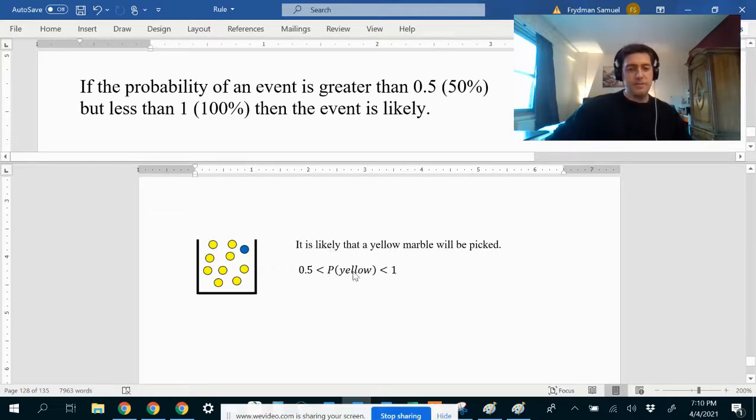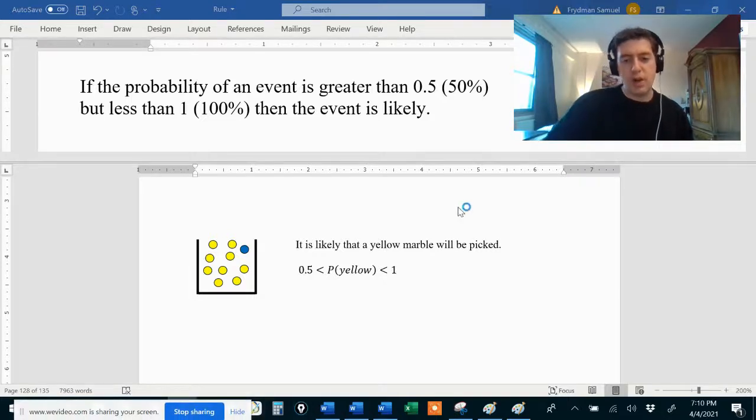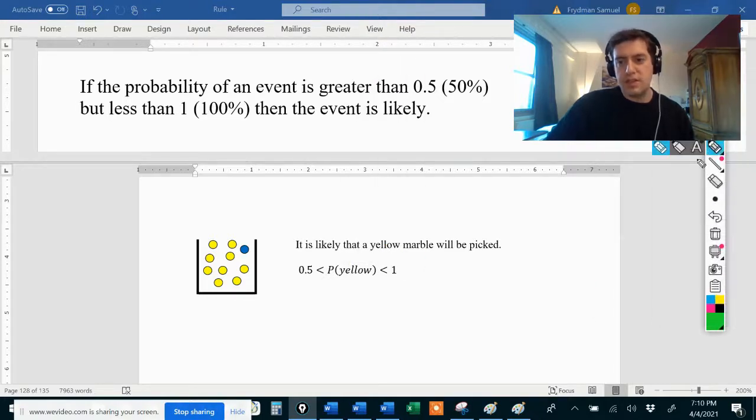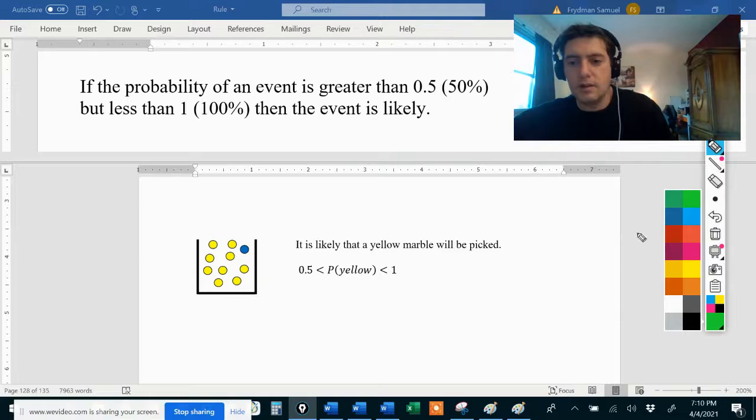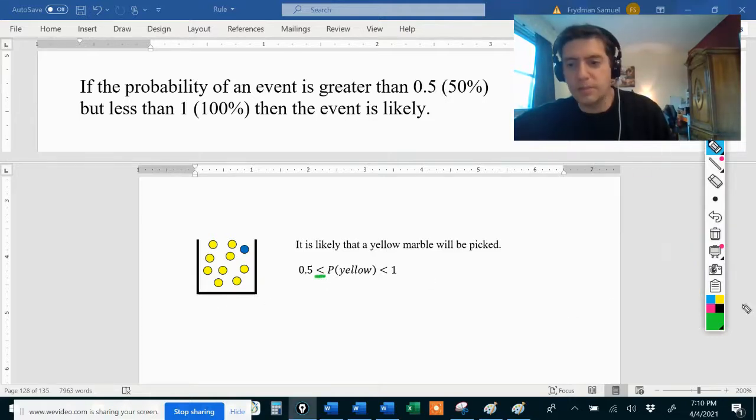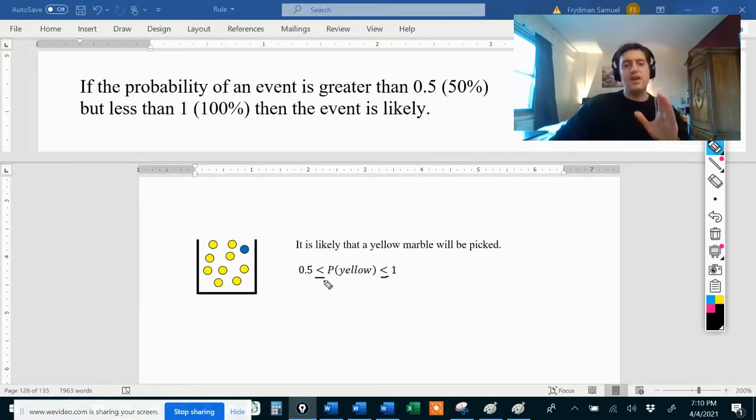And you can see here the probability of picking a yellow marble will be somewhere between 0.5 and 1. And you can see that I'm using strict inequality symbols. I did not put the line under these inequality symbols. That was on purpose, because if something is likely, I don't want to include the possibility that the probability is 0.5, because that would mean that it's just as likely as unlikely, not that it's likely.